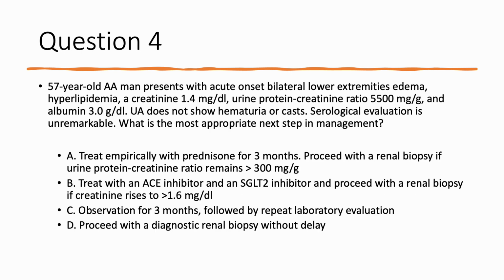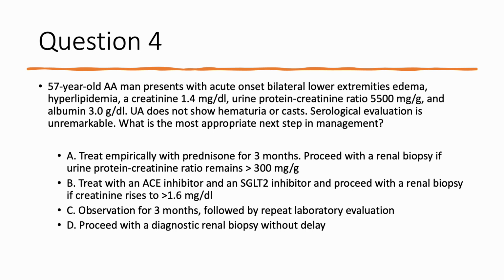Question number 4. Here we have a 57-year-old African-American man presenting with acute onset bilateral lower extremities edema. The patient has hyperlipidemia, creatinine 1.4 milligram per deciliter, urine protein creatinine ratio 5,500 milligram per gram, and albumin of 3 gram per deciliter. Urinalysis does not show hematuria or casts. Serological evaluation is unremarkable. This means C3, C4, hepatitis B and C serologies, ANA, HIV, serum and urine protein immunofixation. What is the most appropriate next step in his management?